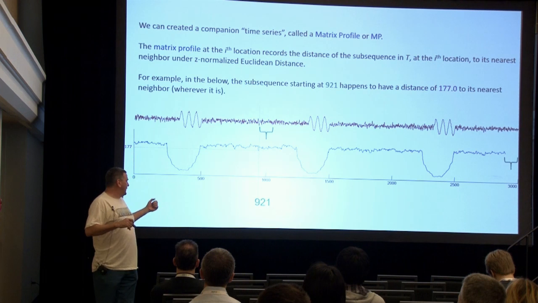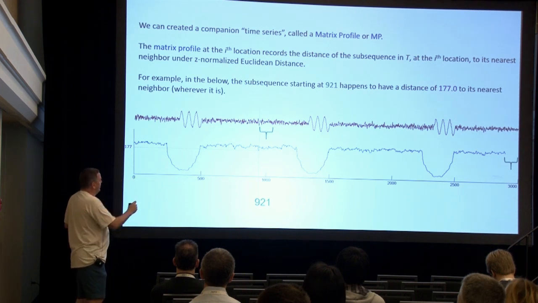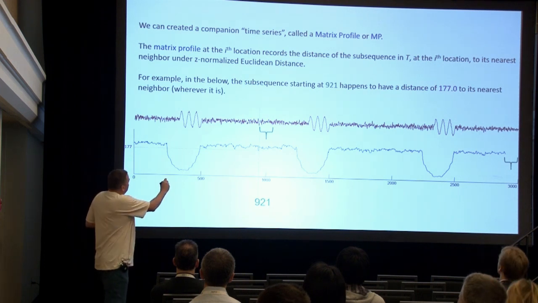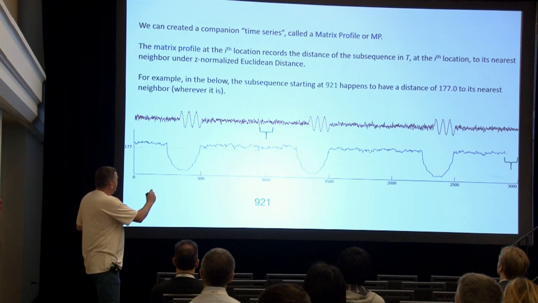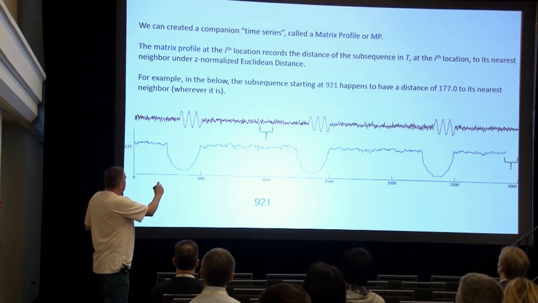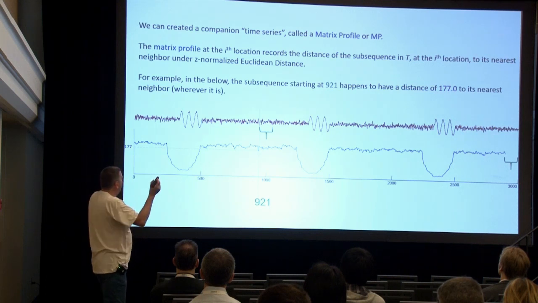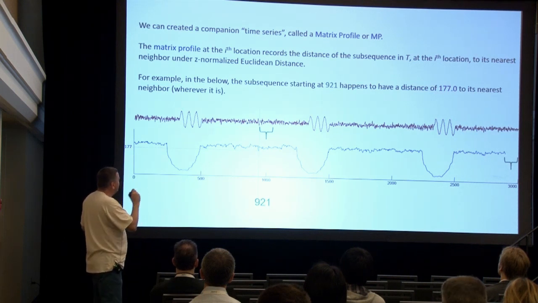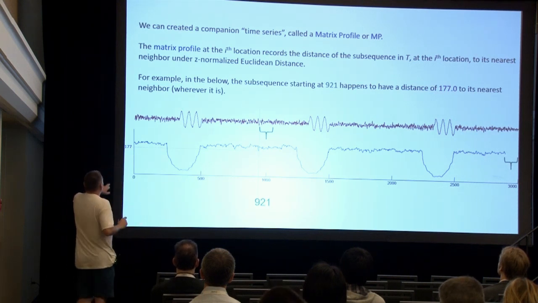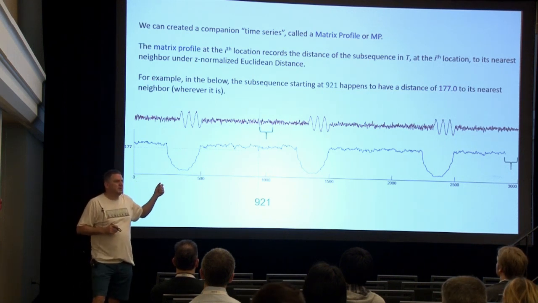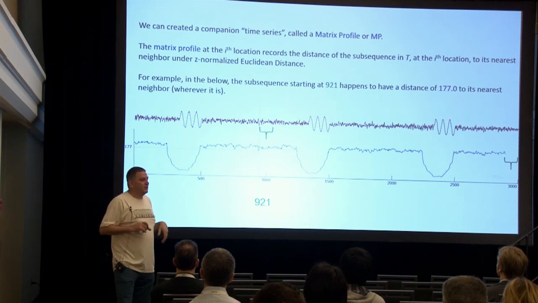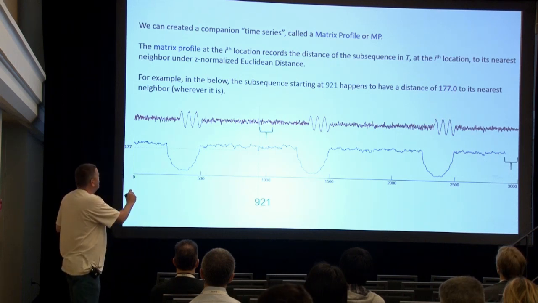Let me pick a random location, 921 here. Here's a subsequence beginning at 921 of length m, or 100. My claim is that that subsequence has a nearest neighbor in Euclidean space. It could be there, it could be there, it could be there. I don't know, I don't care at this point. But its distance to the nearest neighbor is 177 in Euclidean distance, which, as it happens, is not particularly close, as you might imagine. It's a very noisy subsequence.